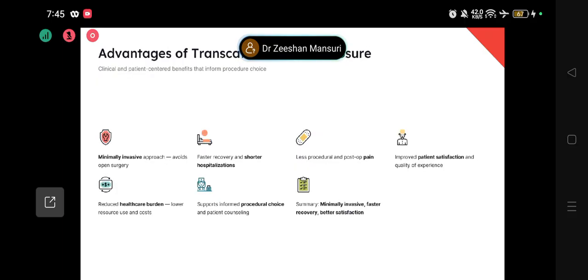So the advantages of transcatheter device closure, just to summarize: minimally invasive, same day or next day discharge, no pain, and no procedural recovery or rehabilitation required. Patient satisfaction is good. Healthcare burden is less. Cost is also low compared to open heart surgery; the cardiologists are so poor that they are doing these procedures at minimal or no cost in multiple state-sponsored insurances.